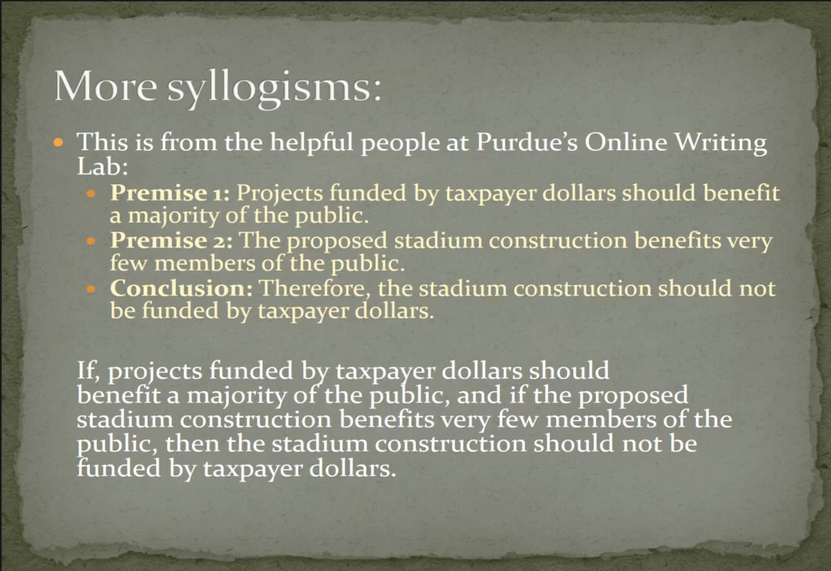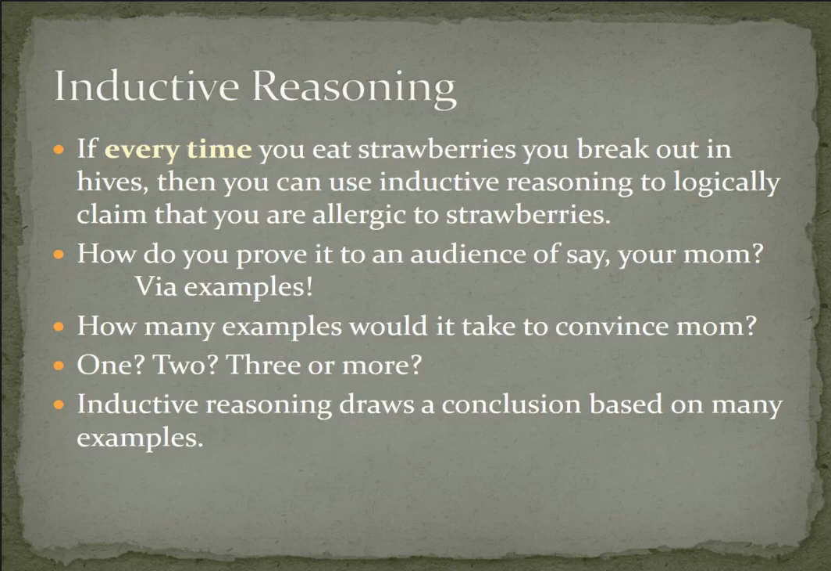I also mentioned inductive and deductive reasoning. Inductive reasoning suggests that many examples prove a point. So if every time you eat strawberries you break out in hives, then you can use inductive reasoning to logically claim you're allergic to strawberries. But how do you prove it to an audience of your mom? How many examples does it take?